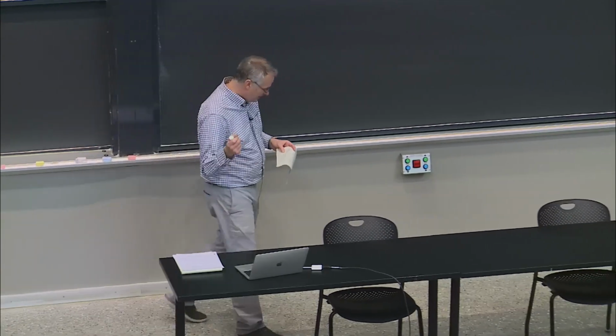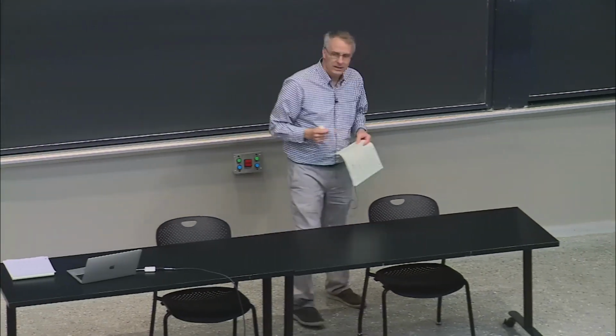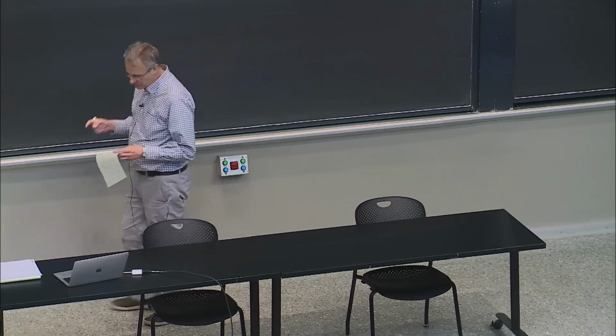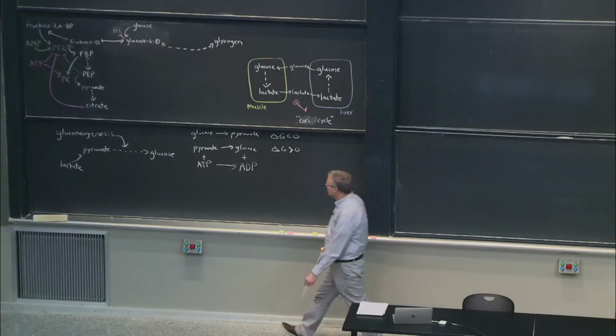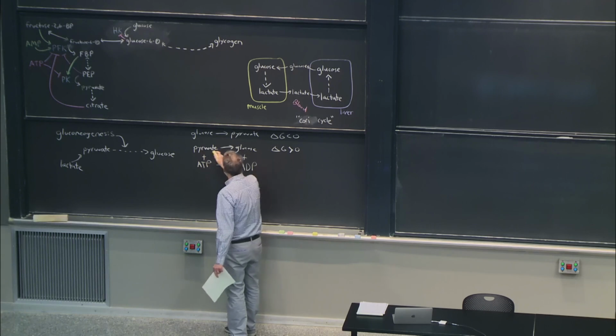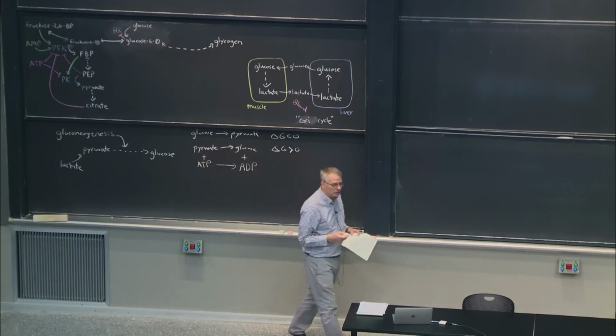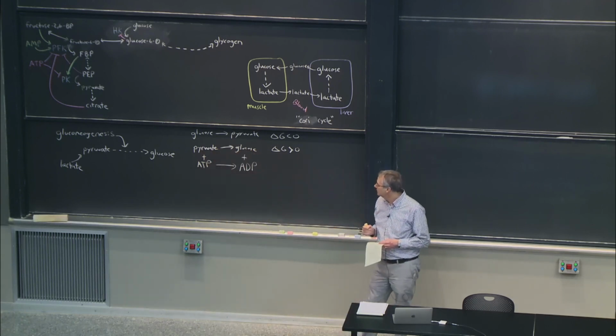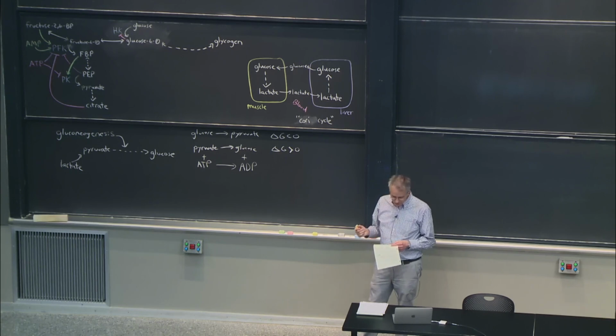All right. Now let's get back to how one can actually do this. So if we want to think, what is a pathway that we can build to get from pyruvate back to glucose? Well, we know we're going to have to burn some ATP to do it.